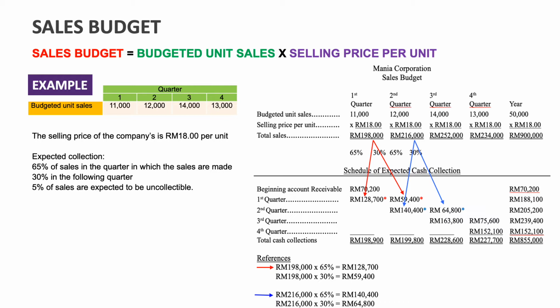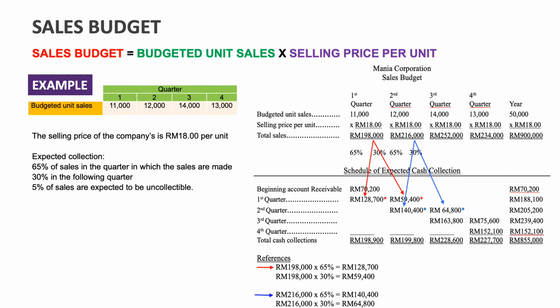So you will have the first quarter 128,700. Where do you get that figure from? The reference shows you how to calculate it. You take 198,000 of total sales in the first quarter and multiply by 65%. That will give you 128,700. And then 30% of 59,400 ringgit will be collected in the second quarter.